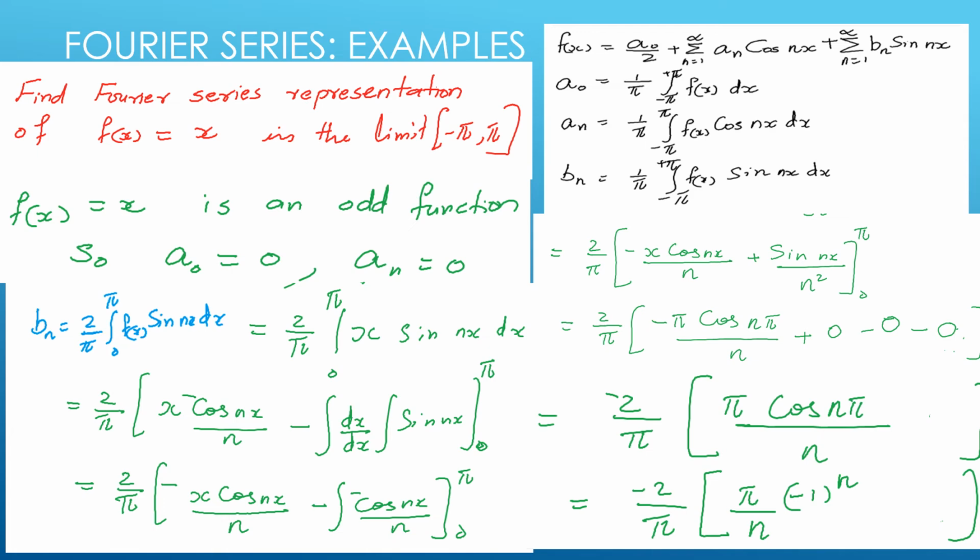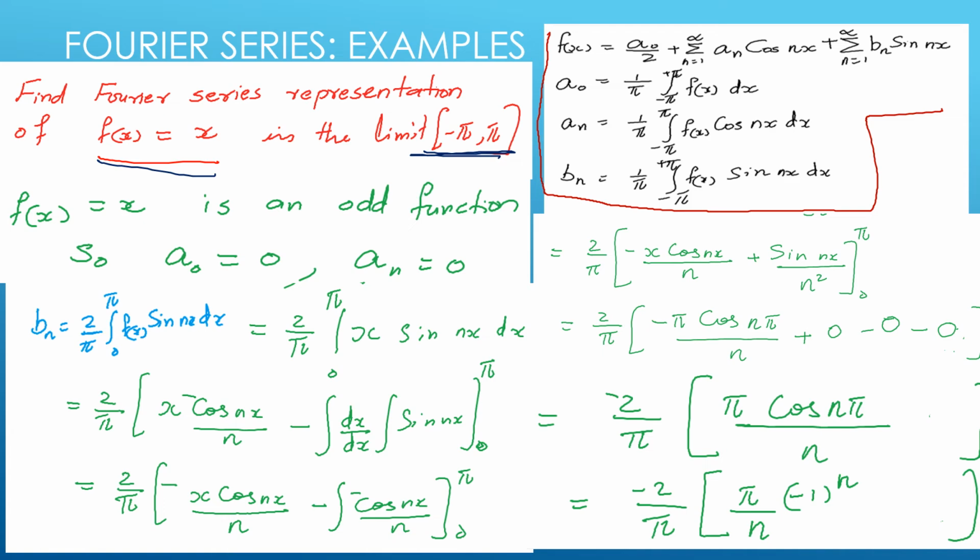Now let us try to do one or two examples of Fourier series. Okay, so first find the Fourier series representation of the function f of x equal to x within the limit minus pi to plus pi. So how to do this one? First of all, you can see on the side box the Fourier series and the Fourier coefficients: f of x equal to a0 by 2 plus an cos nx plus bn sin nx.